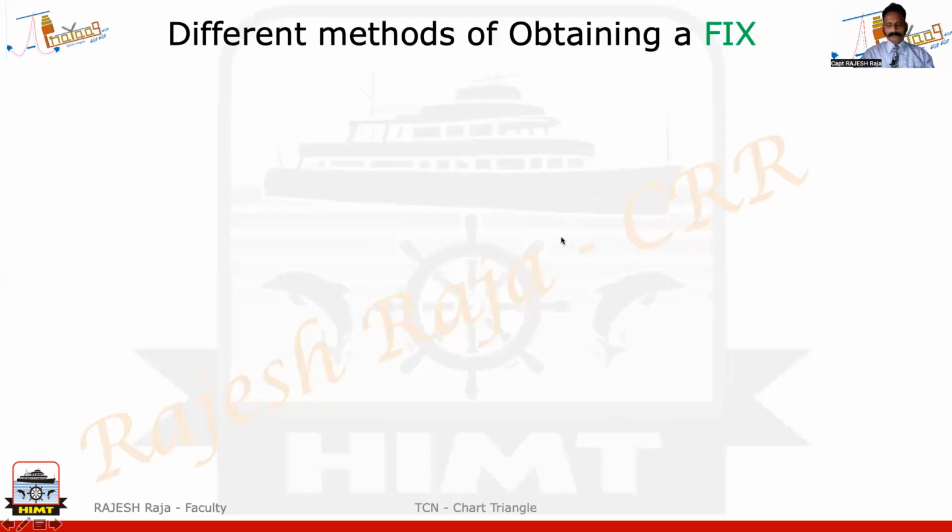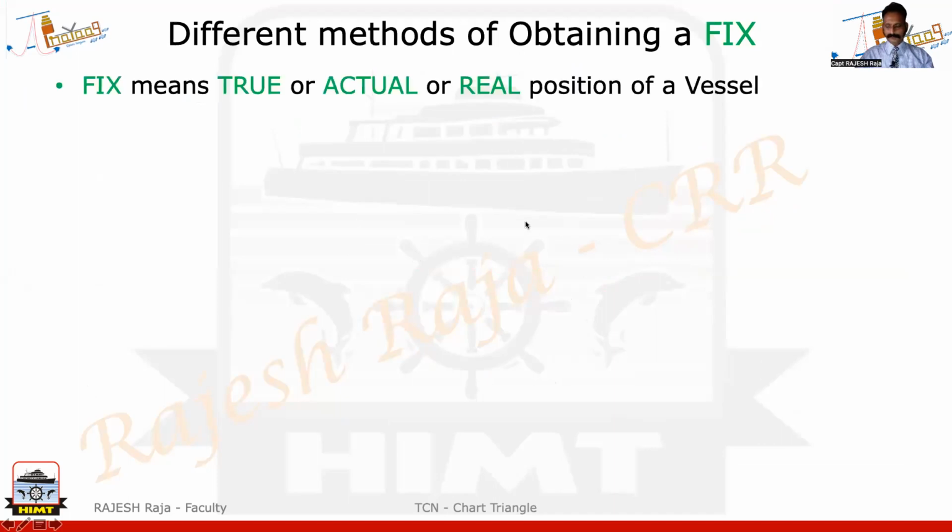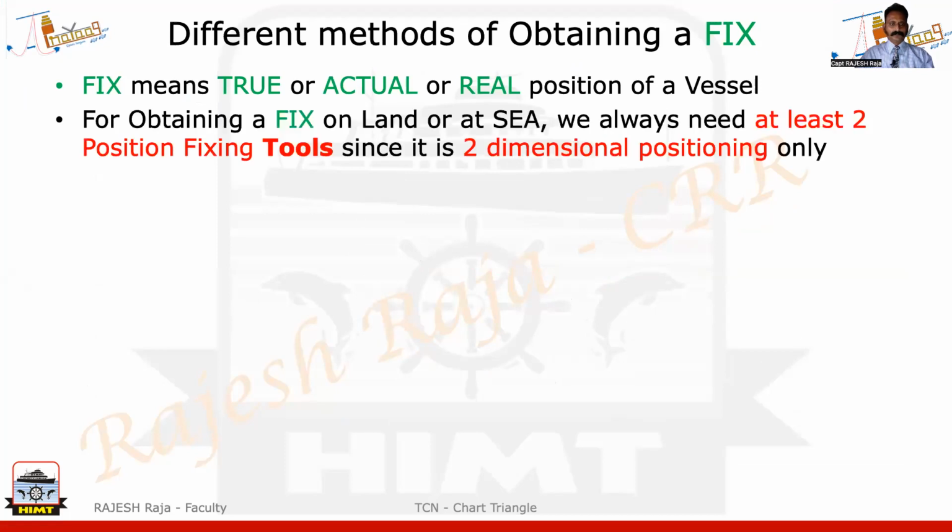Now, before I start the actual methods of fixing, let us just quickly go through what is the meaning of fix. We have already talked about this. Fix is nothing but the true actual or the real position of a vessel. And since you are at sea, which is almost just like land also, both are the same. So you are on the surface, which is a two-dimensional feature. So whenever I need a position based on two dimensions, I'll be needing at least minimum two position fixing tools. So minimum two.